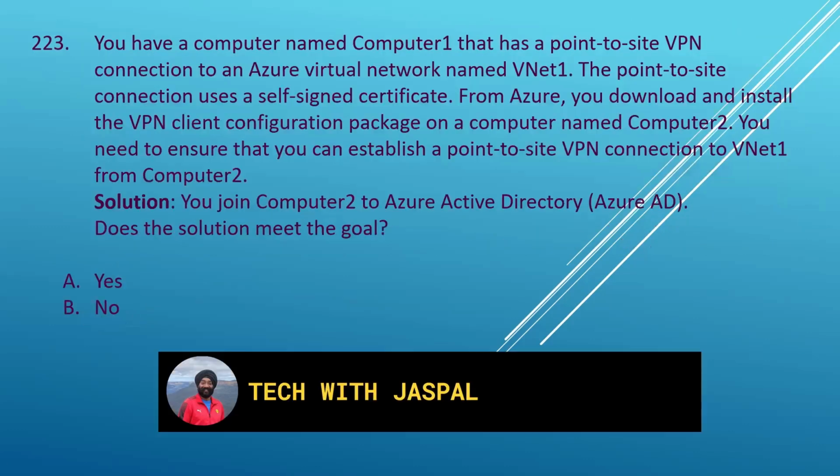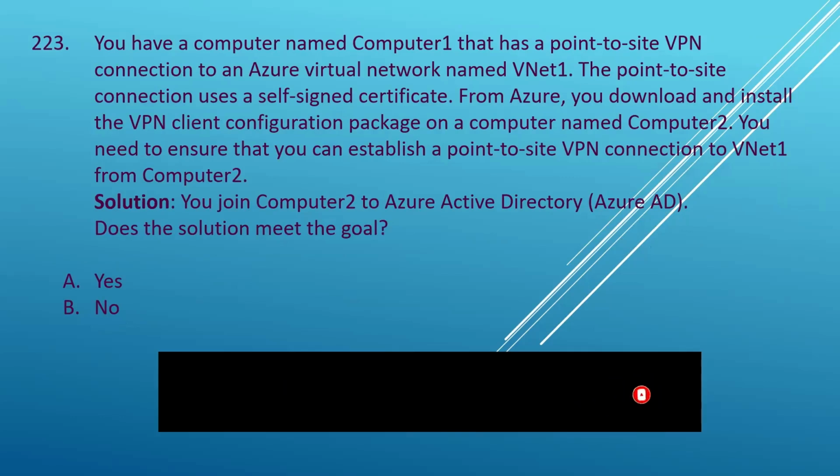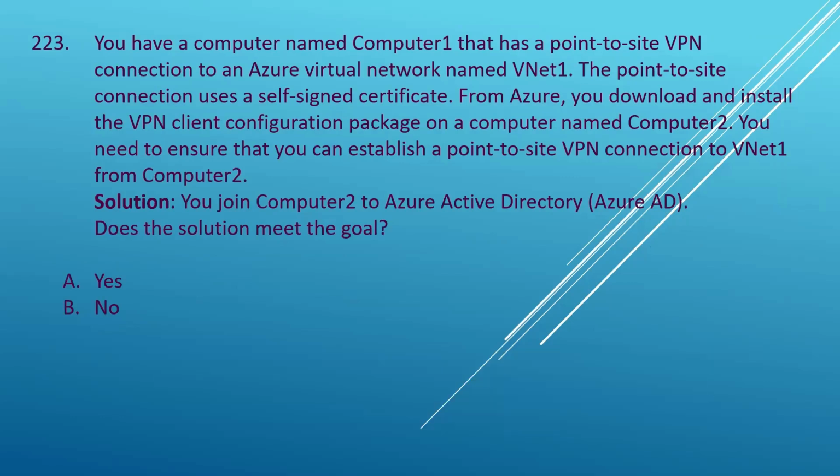Question number 223. You have a computer named Computer 1 that has a point-to-site VPN connection to an Azure virtual network named VNet1. The point-to-site connection uses a self-signed certificate. From Azure, you download and install the VPN client configuration package on a computer named Computer 2. You need to ensure that you can establish a point-to-site VPN connection to VNet1 from Computer 2. And the solution you choose is you join Computer 2 to Azure Active Directory. Does the solution meet the goal? You need to tell whether yes or no.